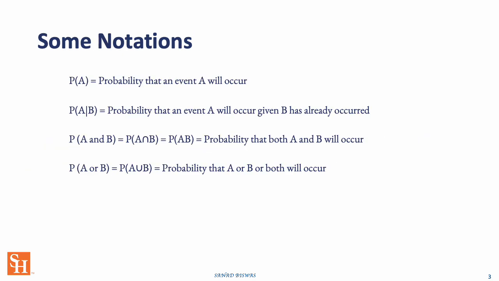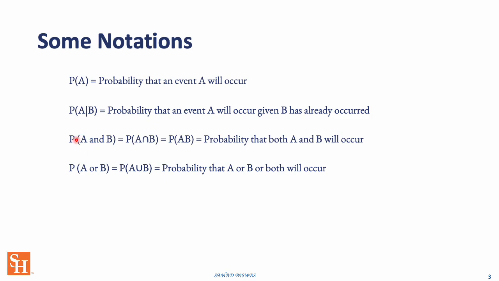Before discussing any topics, let's first look into some notation that we commonly use in probability. To indicate the probability that an event A will occur, we use this symbol, and we call that probability of A. And we call this symbol probability of A given B, which basically indicates the probability that A will occur given that B has already occurred.